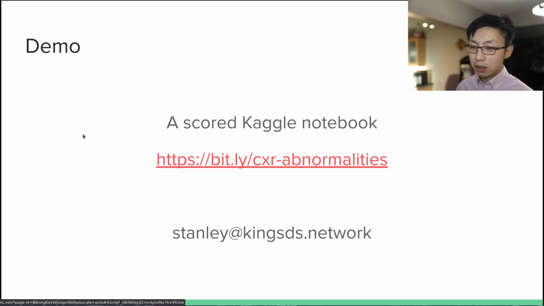If you'd like to take a look at our code and submissions without running them on your own machine, mainly for experimental purposes, we have a demo notebook at bit.ly/cxr-abnormalities. That's chest x-ray abnormalities. With a Kaggle account, it will be run completely on their GPUs, requiring no local hardware.